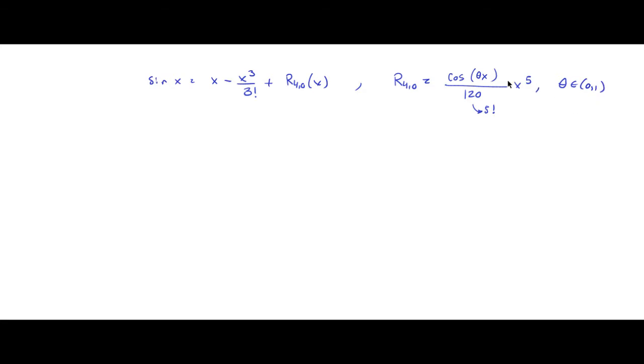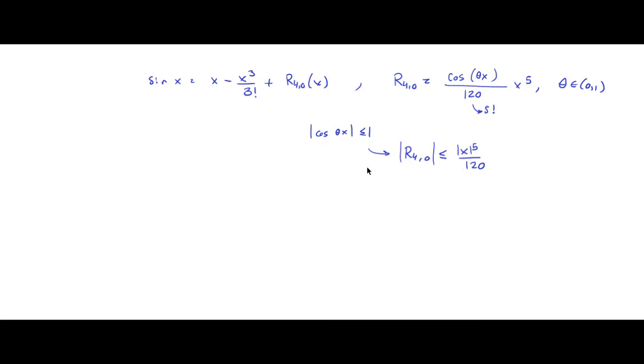We don't know theta, because if we knew it, then we could compute the value of the sine wherever, okay? But we know that the absolute value of the cosine is going to be smaller than 1. So we know that the absolute value of the remainder is going to be smaller than x to the 5th divided by 120. This gives you an upper bound for your error, right?